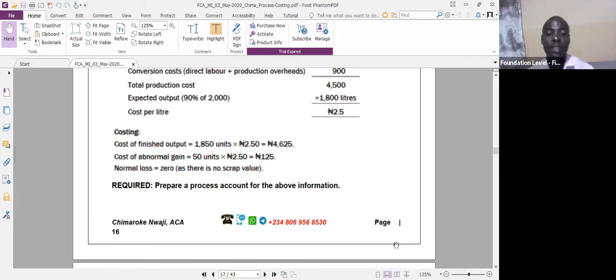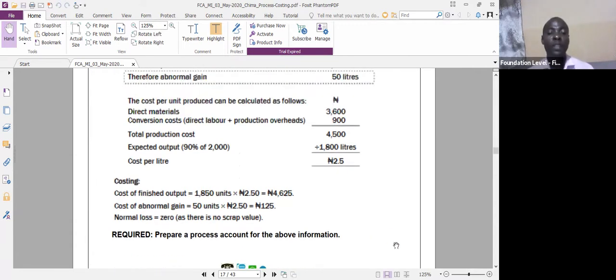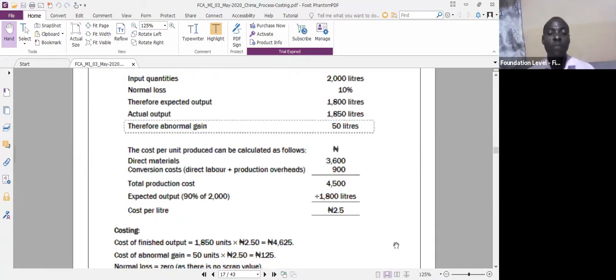Look at it. This is the cost of finished output. Finished output is 1,850 because we have the abnormal gain, we have the output. So the output was 1,850 instead of the 1,800 that was expected.